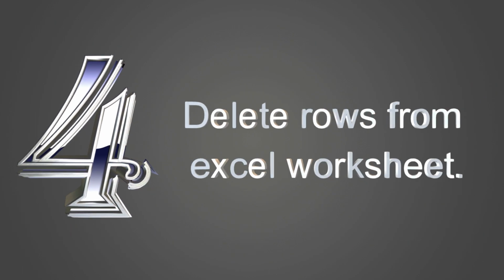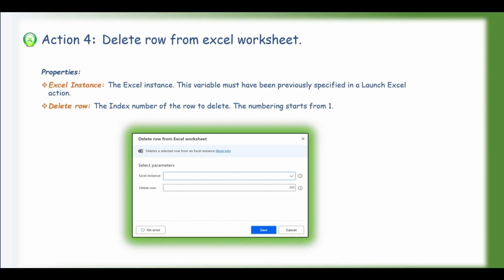Let's go to our next action, which is delete row from Excel worksheet. It contains two properties, Excel instance and delete row. Excel instance is the instance of the Excel application you want to work with. And second is delete row, which is the index number of the row to delete.